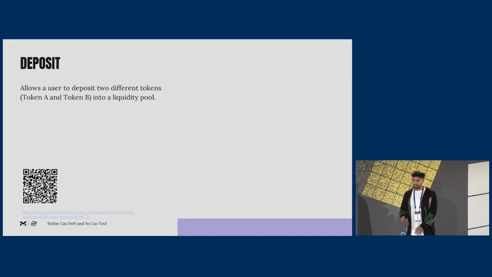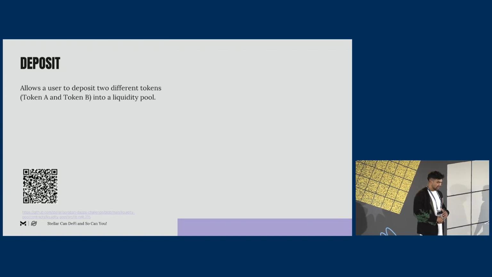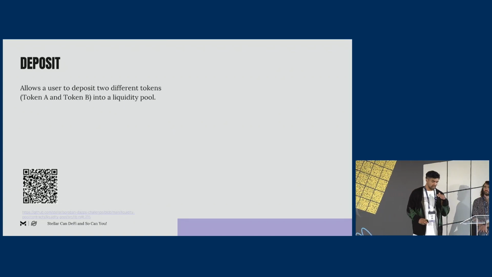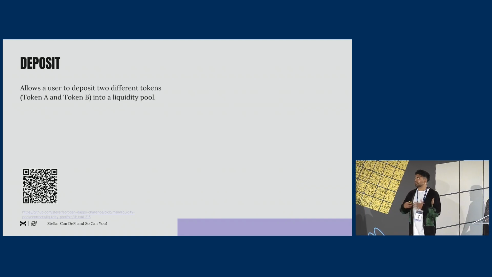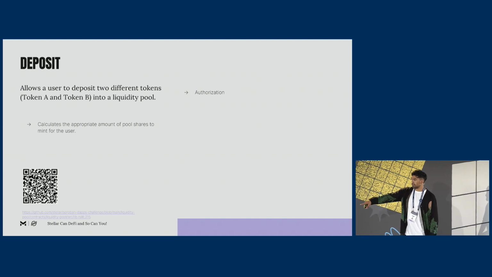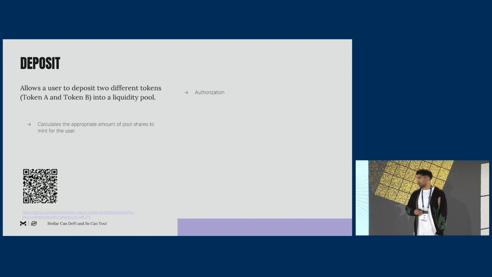Every liquidity pool is essentially made up of three functions: deposit, swap, and withdrawal. This allows users to deposit two different tokens into a liquidity pool, and they will receive pool shares in return. You can also get on your mobile device and check out the QR code right there and follow along.